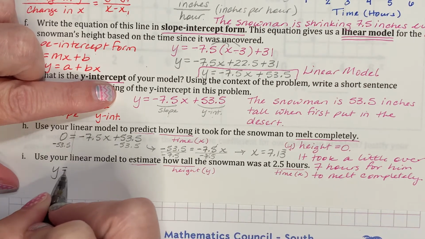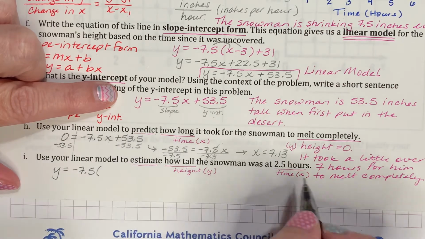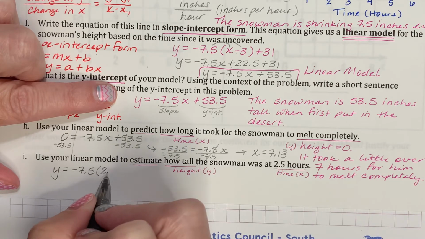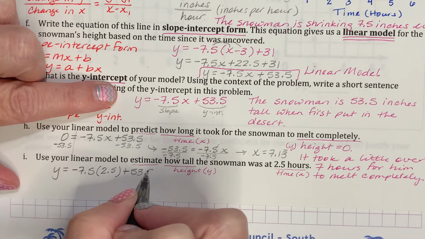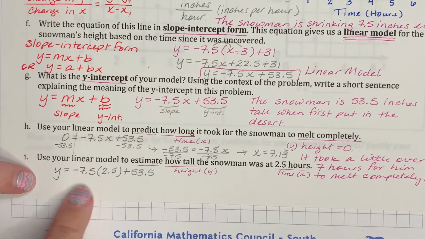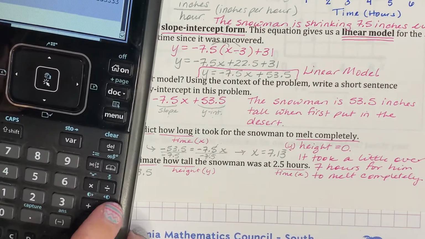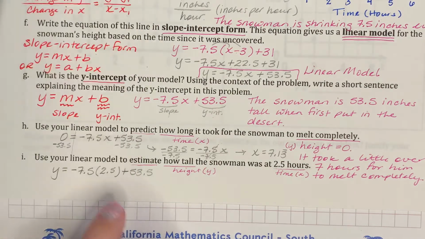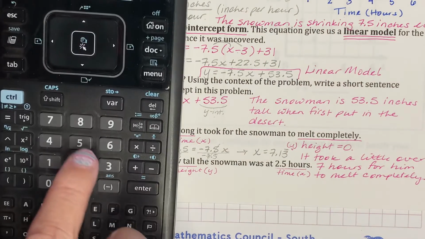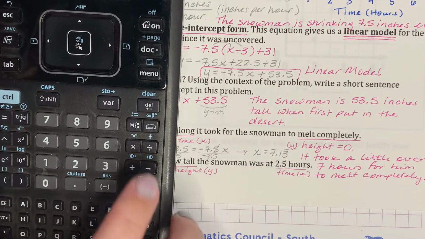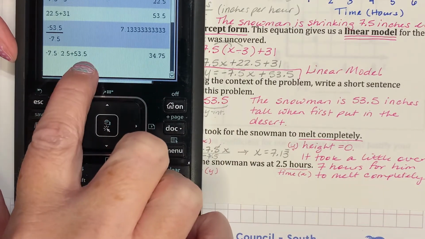So we're going to say y equals, he's losing 7.5 inches every hour. Well, if he was out for 2.5 hours, that's what we're looking for. Plus he started at 53.5. How tall would he be? Well, this is something I can just plug into the calculator. So negative 7.5 times 2.5 plus 53.5. So we're going to multiply and then add 53.5.